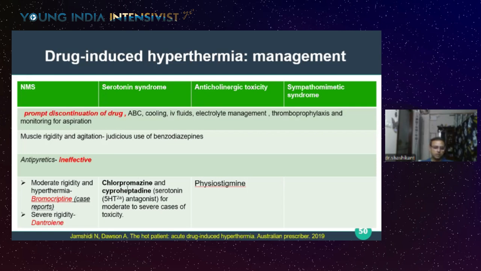In serotonin syndrome, we can use chlorpromazine or cyproheptadine, that is a 5-HT2A serotonin receptor antagonist. In anticholinergic toxicity, we can reverse it by using physostigmine. And in sympathomimetic toxicity, management is all supportive and removing the offending agent.